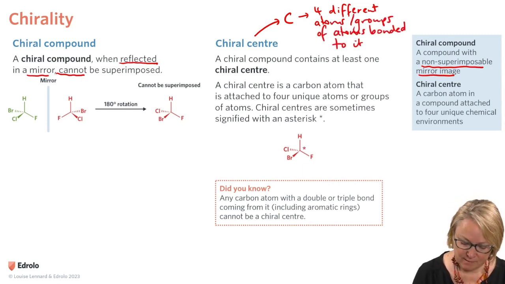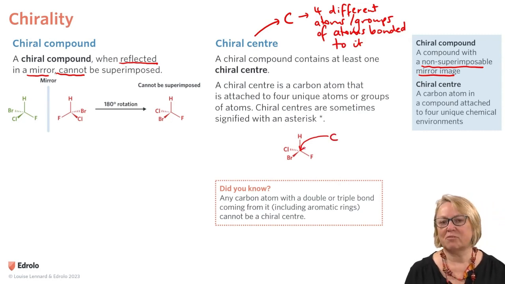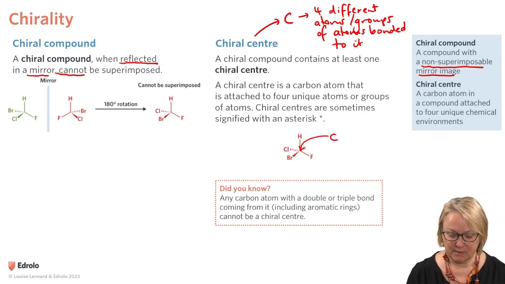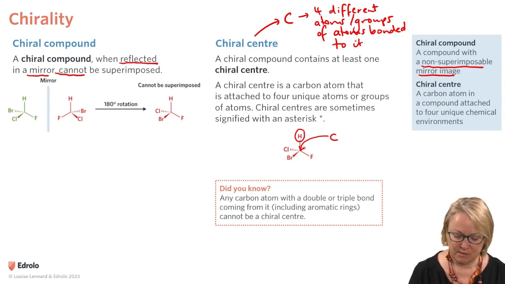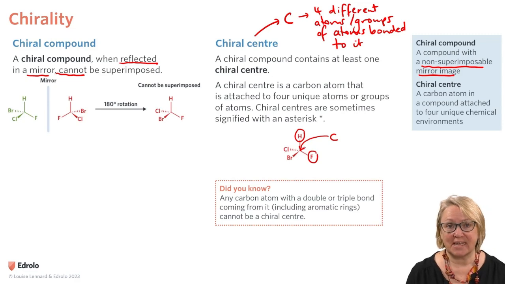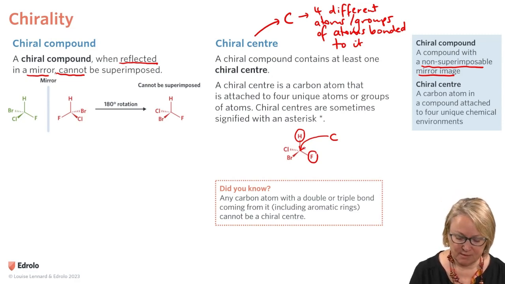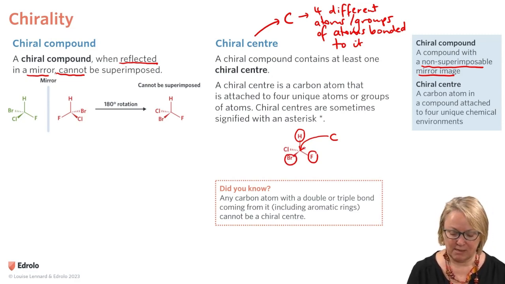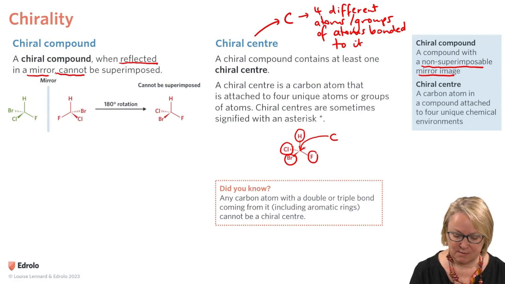So here, with our skeletal structure, we're implying that we've got a carbon that sits in the middle, and then we have a hydrogen, that's 1 atom bonded. We have a fluorine, so that's a second group of atoms bonded. Then a bromine, so that's 3, and then chlorine is 4. So there's 4 different atoms or groups of atoms bonded. And sometimes we represent a chiral carbon with an asterisk. So we've got this asterisk here.